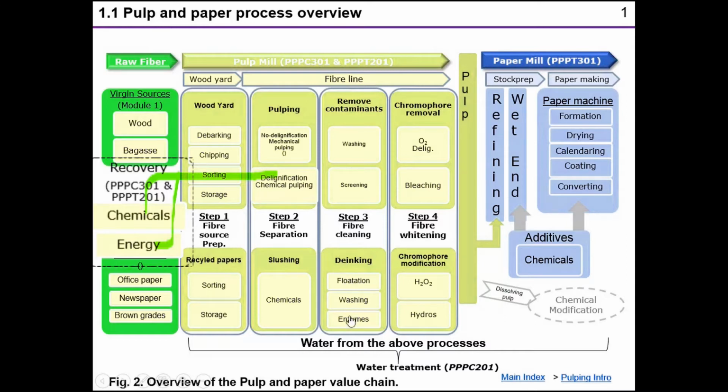We need to remove the ink, and there are various processes that we will talk about. And then lastly, usually the fiber whitening stage is more of a case where we modify the chromophores. Remember, chromophores are basically those chemical structures that give color to something.